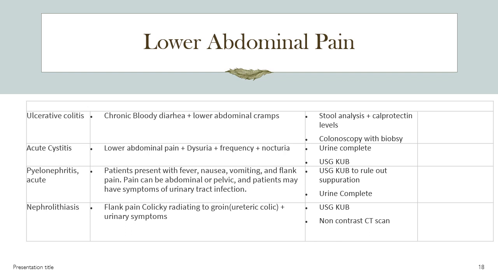Immediately go for ultrasound KUB to rule out any perinephric abscess. Do urine complete and culture sensitivity along with blood culture sensitivity, and start the patient on broad-spectrum antibiotics. Nephrolithiasis: flank pain that is colic in nature, radiating towards the groin along with urinary symptoms. The patient might be having ureteric colic or renal stones. Go for ultrasound KUB followed by non-contrast CT scan. On ultrasound KUB you will find hydronephrosis, and on non-contrast CT you can find the exact location of the stone.